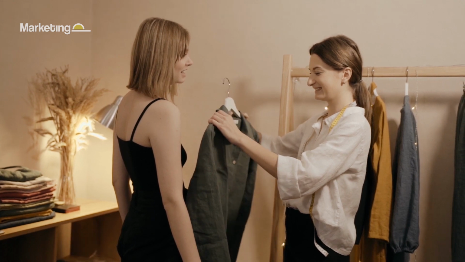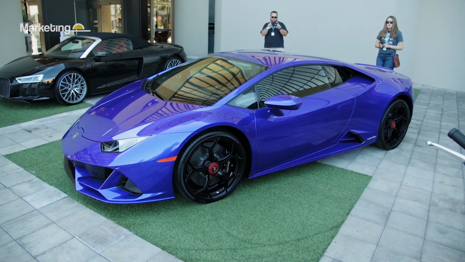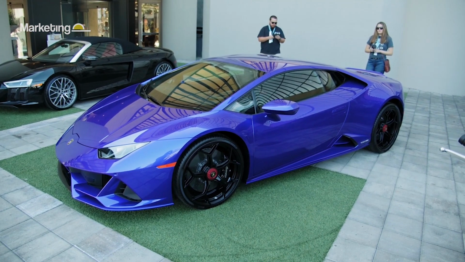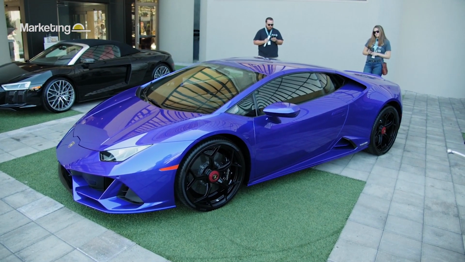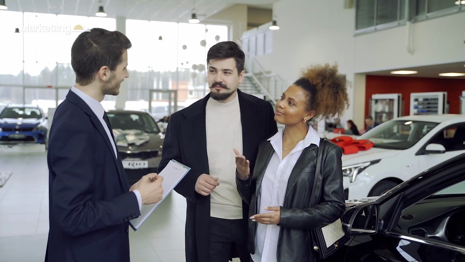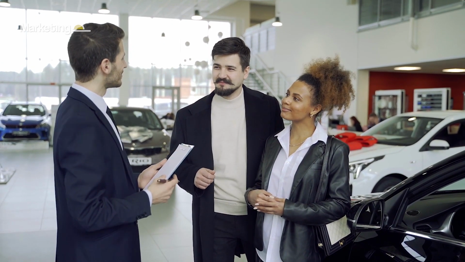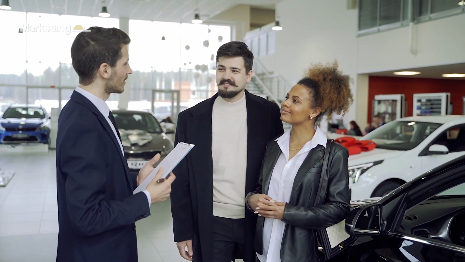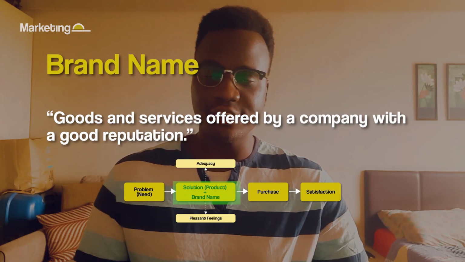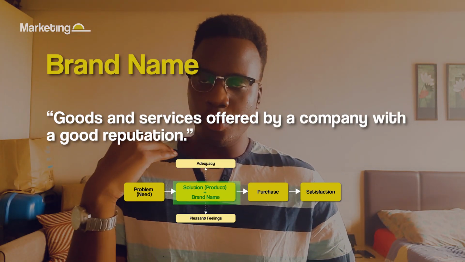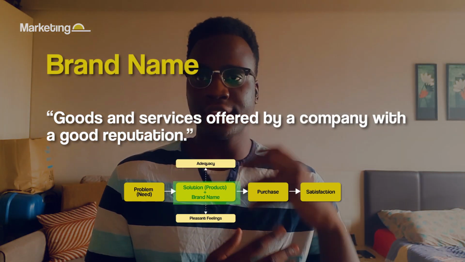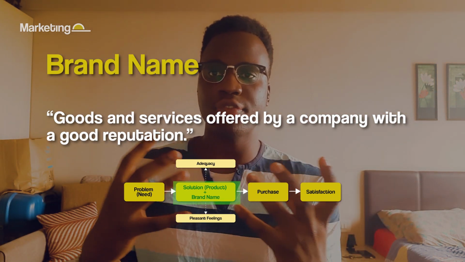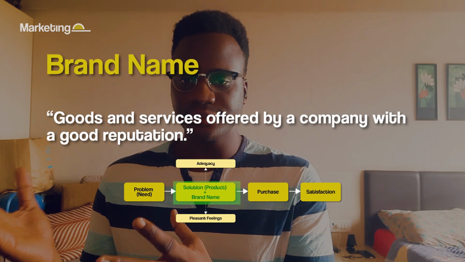So once again, with our car example, if someone has a faulty car, the solution to that situation could be purchasing a new car. So they go to a car dealership and the salesperson shows them different cars that meet their criteria. Those cars are the solution. The other aspect is the brand name. When people purchase things, they tend to look at trusted brands because they know that these brands offer good products.